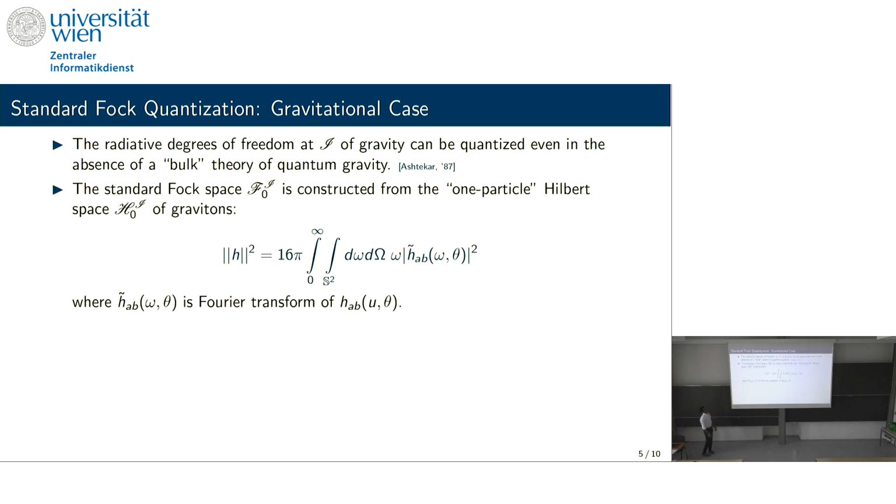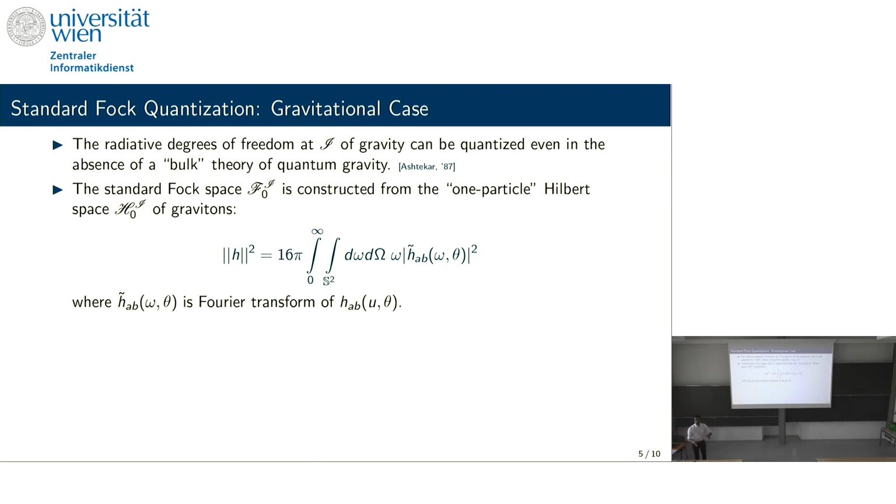Let me explicitly show that to you. For example, one can construct the standard Fock space of gravitons in the following way. What is a Fock space? All I mean is that I'm going to construct a Hilbert space of initial data. There's an inner product, but for this particular discussion, it'll be nicer to just write the norm. The norm on the metric that I have at Scri is given by the following expression, where h tilde is the Fourier transform of the metric with respect to retarded time. I'm integrating over positive frequencies and integrating over angles. And so this is the standard Fock space.